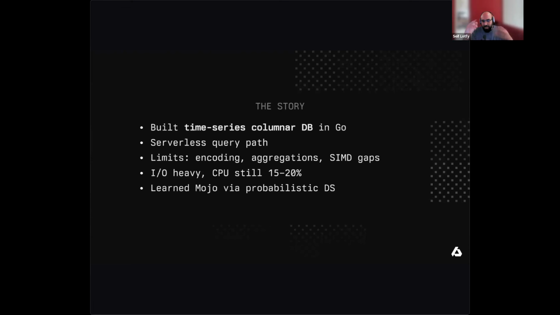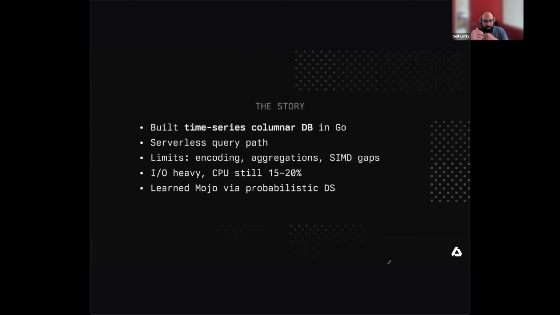My name is Seif Lotfy. I'm the CTO of Axion. We're an observability company. We built our own database from scratch, in Go. Everything is serverless, and we're hitting limitations around not having SIMD support, when 80% of our workload is in IO, but 20% is in CPU, because we're dealing with trillions of log lines. I say trillions, I mean actual trillions of log lines.